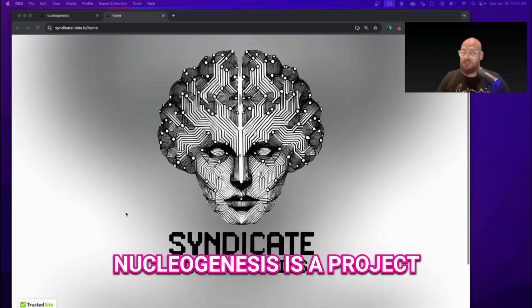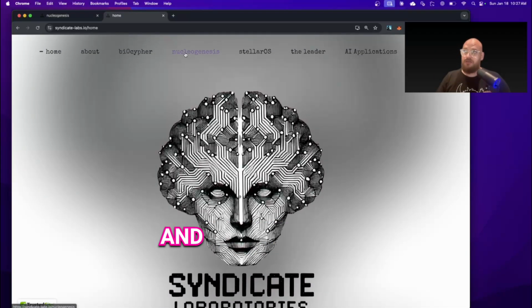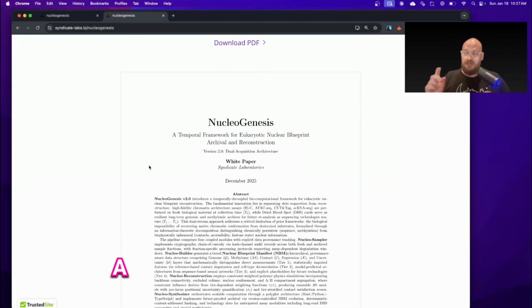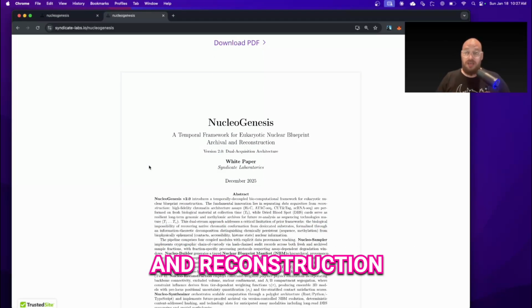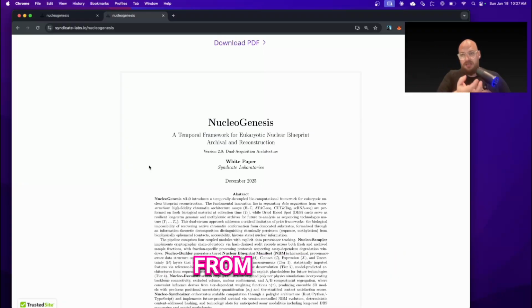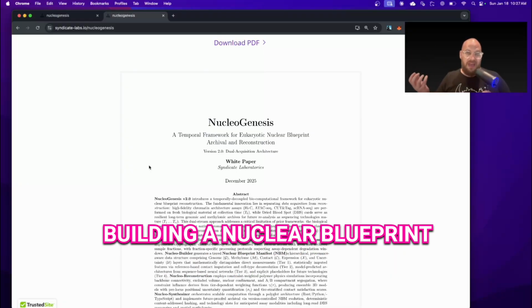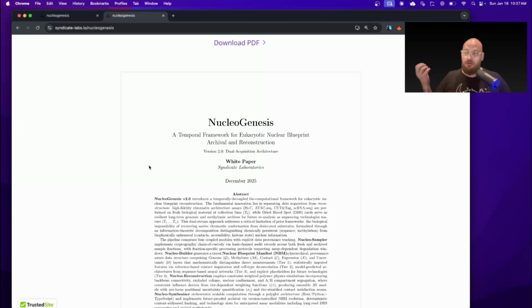NucleoGenesis is a project out of Syndicate Laboratories, and NucleoGenesis specifically is a temporal framework for eukaryotic nuclear blueprint archival and reconstruction. So, taking the information from testing, building a nuclear blueprint manifest, taking that manifest, hopefully generating a synthetic nucleus in the future, amongst other things.